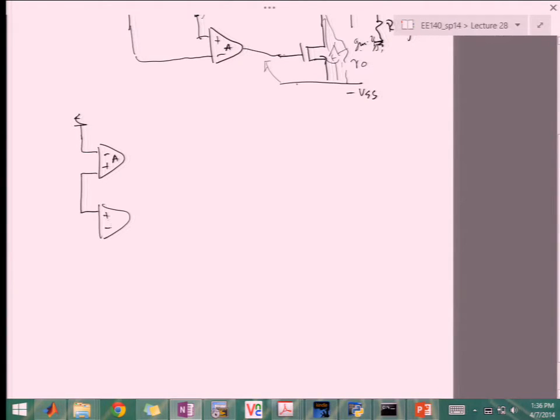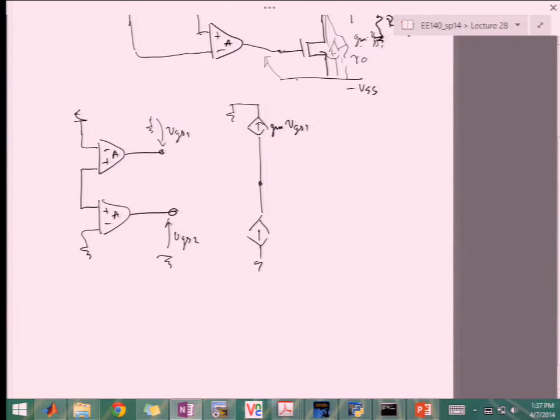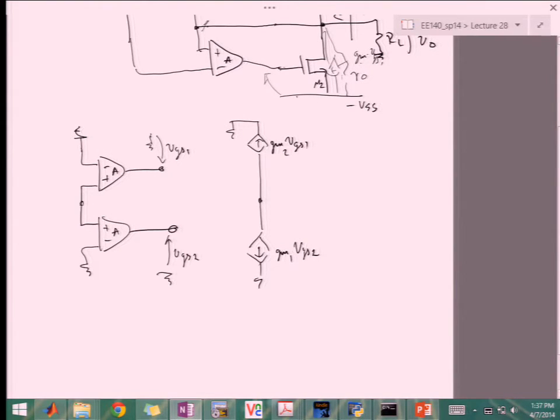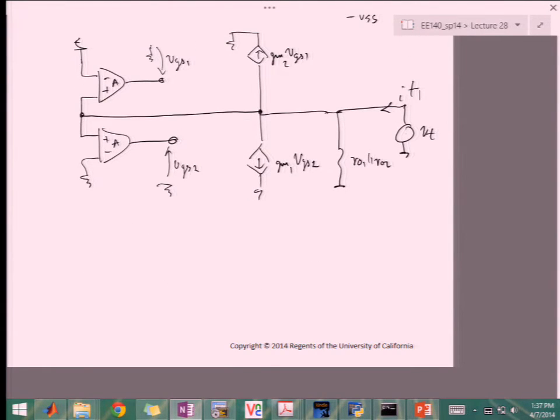then you have something that looks like this, right? Your input is grounded, so you have two structures of A. And then what you have here is one source. This is GM VGS1, where VGS1 is this. And then you have VGS2 here. And this is GM VGS2. If I label these M1, M2, that will be GM2, GM1. And then this node connects the two. And then we have just RO1 in parallel with RO2. V test, I test, right? And then you can just write it out.